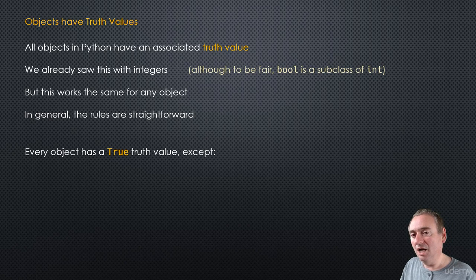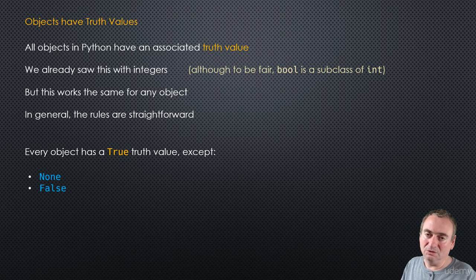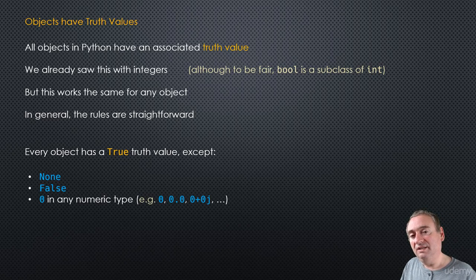The default is that objects evaluate to true. They just evaluate to true by default, except in a few cases, which are, well, the None singleton object always evaluates to false. The False singleton object also always evaluates to false, which is probably a good thing. 0 in any numeric type, be it int, float, complex, decimal, it doesn't matter. If it's 0, it will evaluate to false. If it's non-zero, it will evaluate to true. But here we're talking about the exceptions. So if it's 0, it will be false.